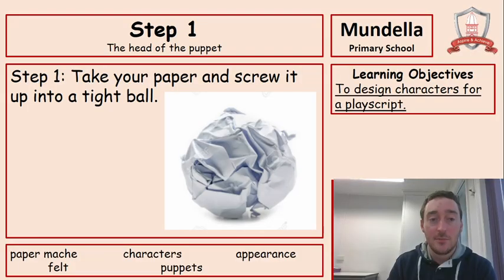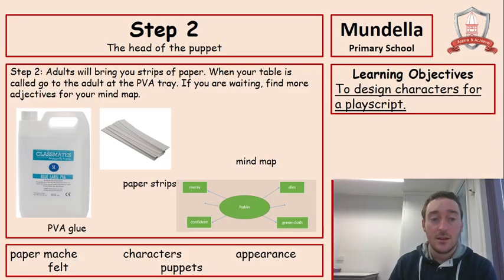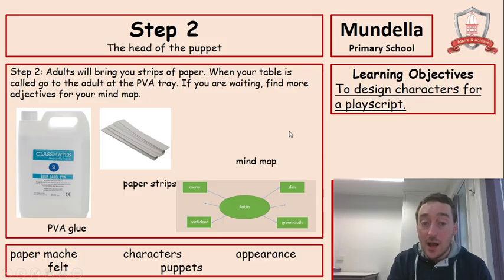Okay, moving on to step 2 in 3, 2, 1. Step 2, obviously there's our PVA glue, there's our paper strips, and of course if you're waiting, then we have our mind map as well. So find more adjectives for the mind map if you're waiting to be called up to the PVA tray, or if you're waiting for them to be ready, the paper strips.